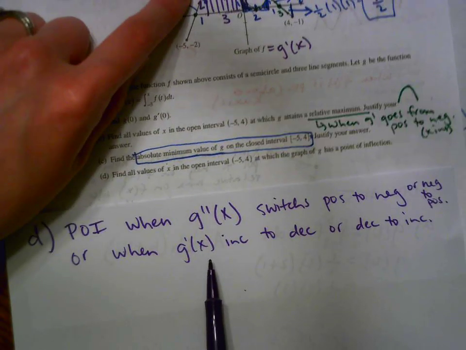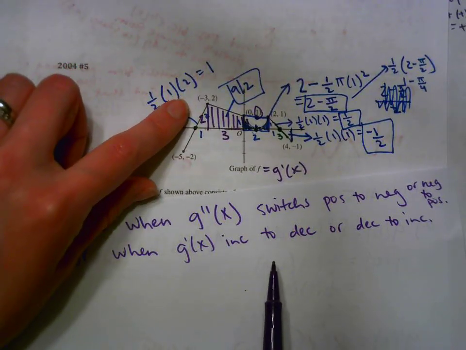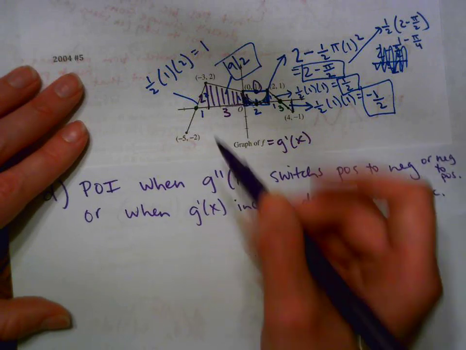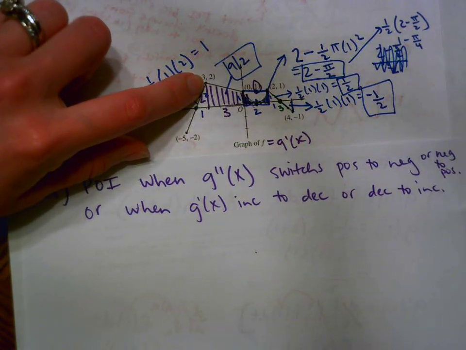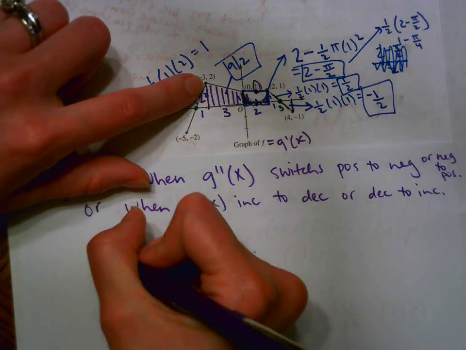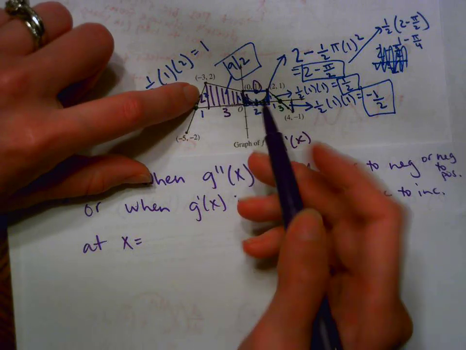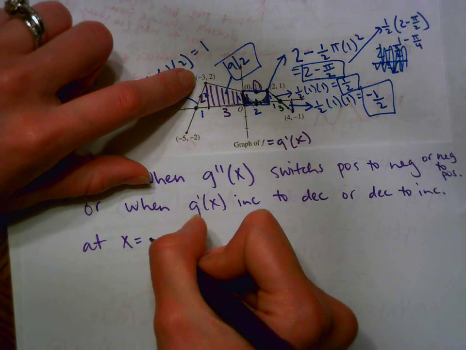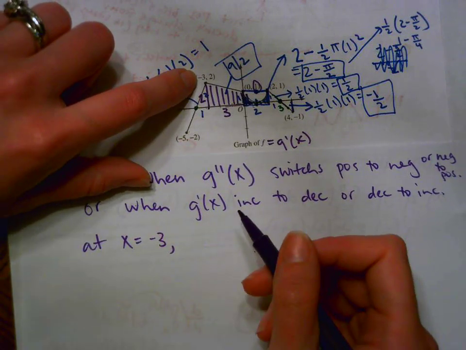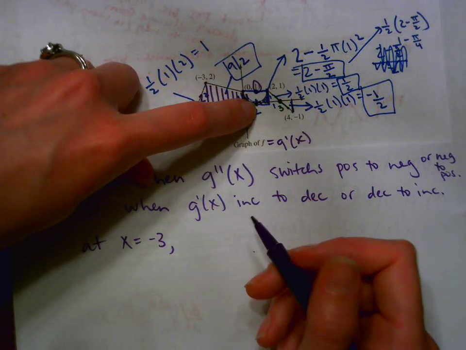Well, since we have the G prime graph, we're going to see when does it switch from increasing to decreasing or decreasing to increasing. So it switches here because it was increasing and now it's decreasing. So at x equals, what is that? Now I've written all over this. Oh, well, there's the point right there, huh? Negative 3. And then it's decreasing. Now this is still decreasing until you get to the bottom of the circle.